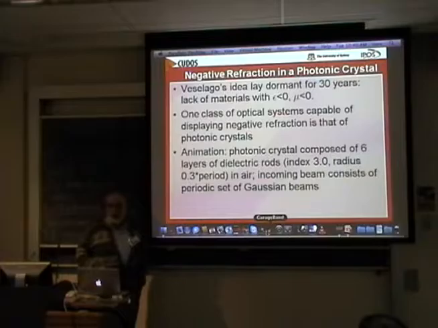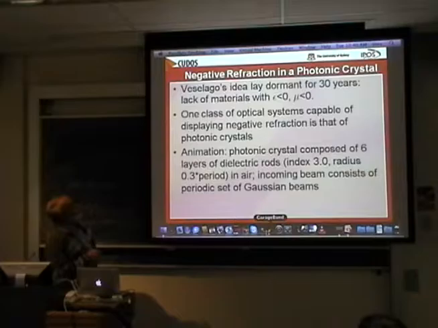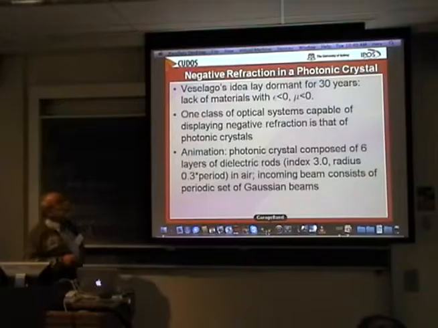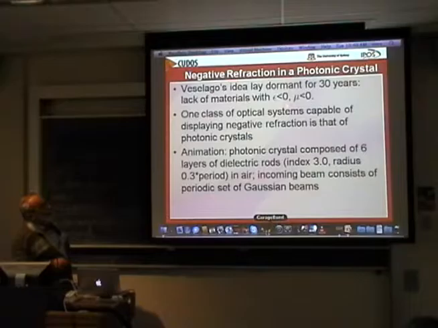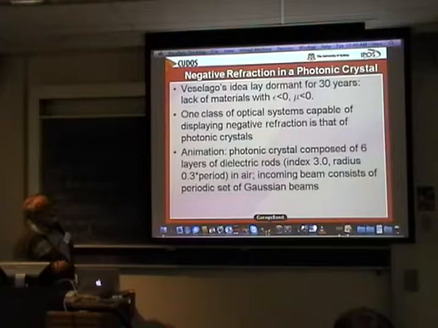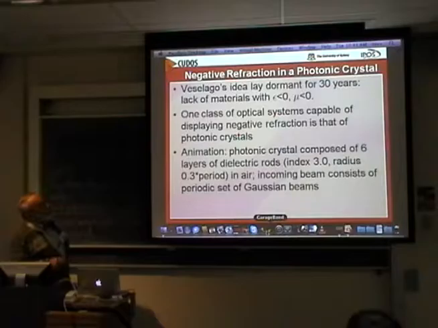So Veselago's idea, as I said, was appreciated by some in the Russian literature, but everybody else said, well, that would be fine if you could make such materials. We don't know how to make such materials, so this is theoreticians just playing in their sandpit without regard to practical applications. However, you can get negative refraction in photonic crystals, and I'll show you an animation of that in a second, just to give you the details of that photonic crystal.